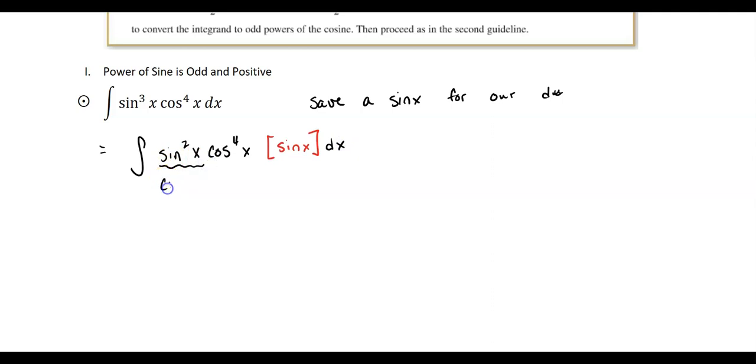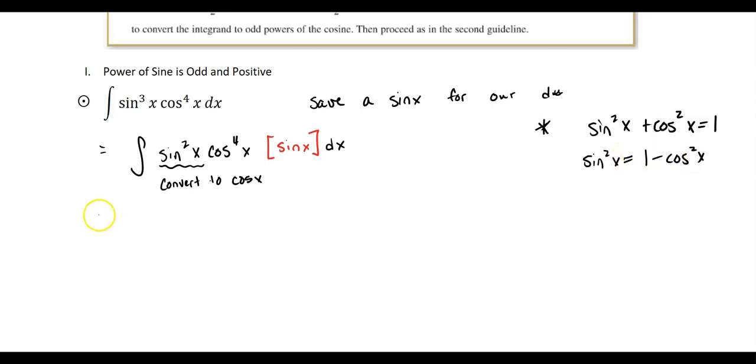Now I'm going to take this sine squared of x and I'm going to convert it to cosine of x, and I know that sine squared of x plus cosine squared of x is equal to 1 from the Pythagorean identity, so that means that sine squared of x can be written as 1 minus cosine squared of x. So that's what I'm going to use here. So I'm going to have in parentheses 1 minus cosine squared of x, and that's going to be what was before sine squared of x, times cosine to the fourth of x, times that special sine of x that we are holding out to save for our du.